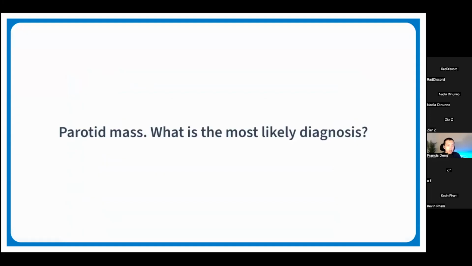Okay, Kaladin is still up at number 1. This is another patient with parotid mass. What is the most likely diagnosis?